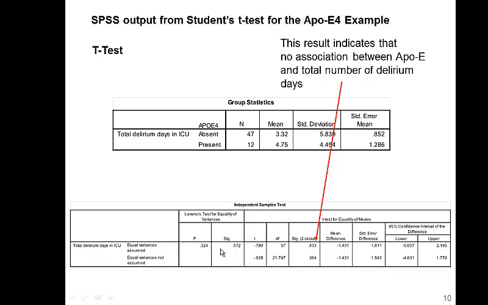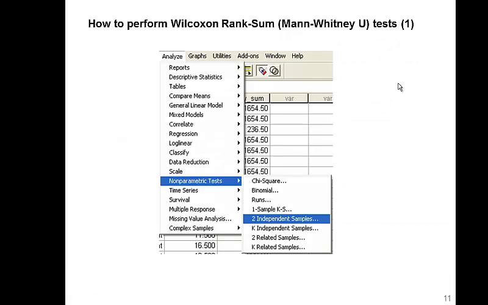First you look at whether the p-value for equality of variance is significant or not. If it's not significant, meaning the p-value is greater than 0.05, you look at the top line for your result. So the p-value will be this one instead of this one. Its p-value is 0.433, so that indicates there is no association between the ApoE4 gene and total number of delirium days. And you know the student t-test is wrong. So what is a better alternative here?